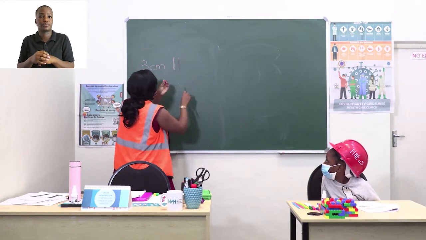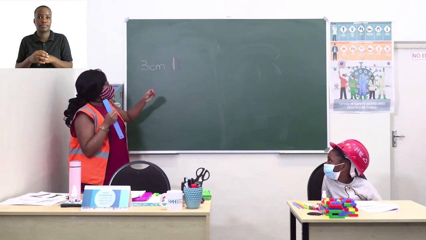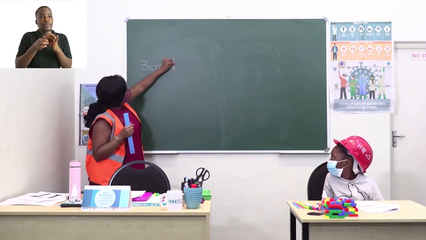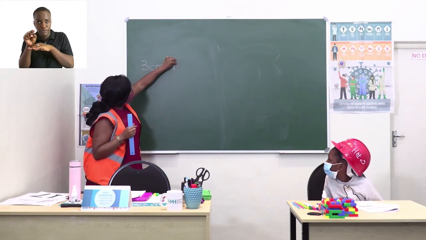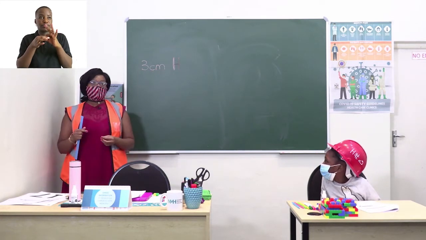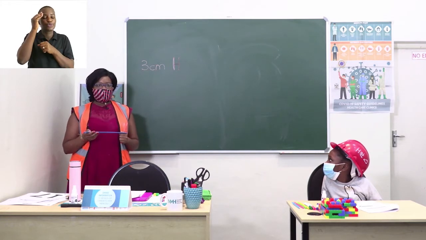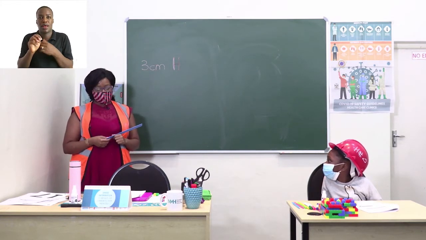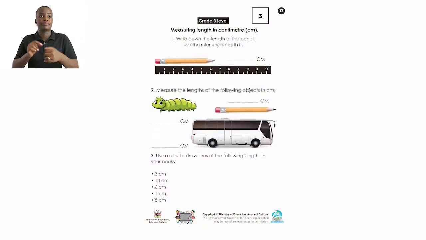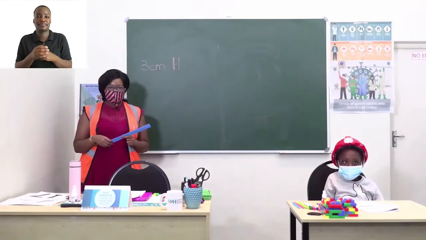Here is my 3 centimeters. And to connect the two, I draw another line in between. So this is how I know that this is 3 centimeters. Let's go back into your exercise. They are asking you to do 3 centimeters up until 8 centimeters. So I will leave you to do these ones at home. Let's turn to page 18.